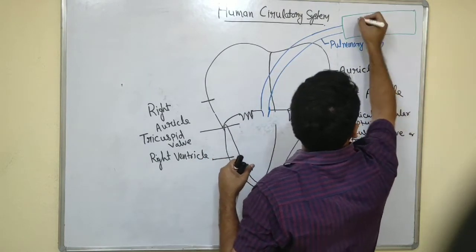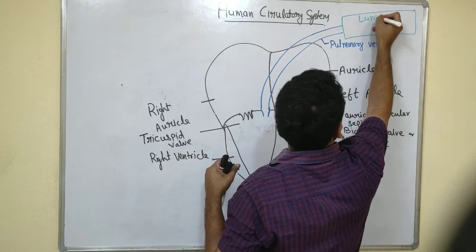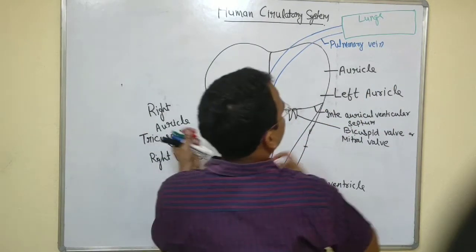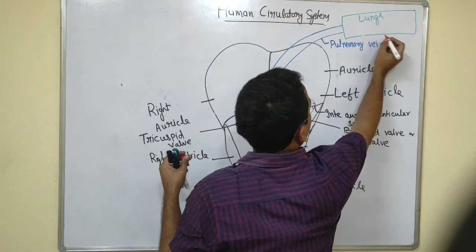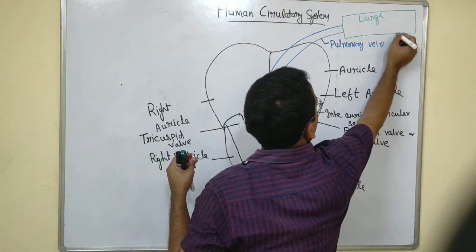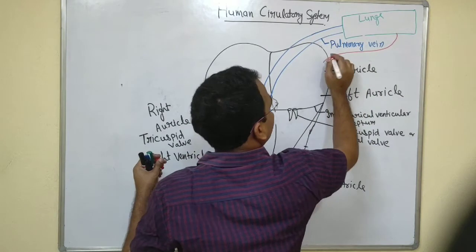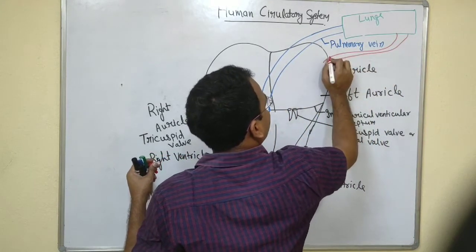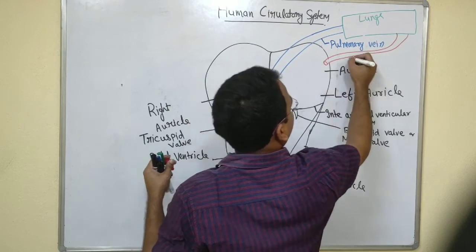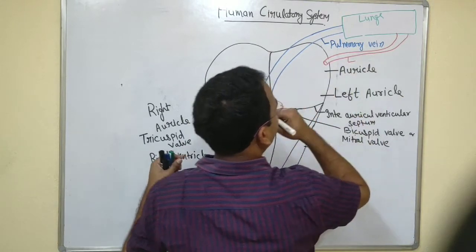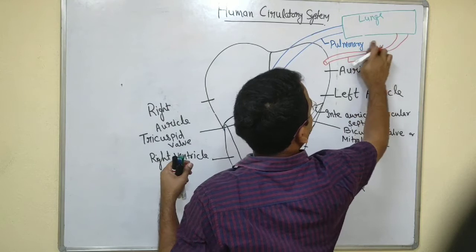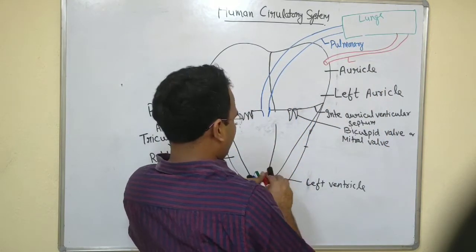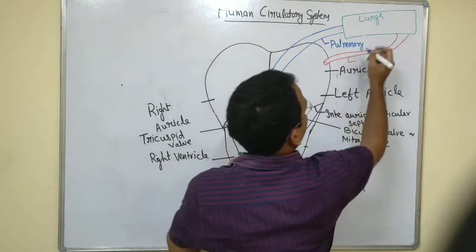This is the lung, L-U-N-G. From the lungs, I'm keeping it from here, one more vein will come. Its name is the pulmonary vein. Here I wrote artery, sorry, it is the pulmonary vein, and this other one is the pulmonary artery.